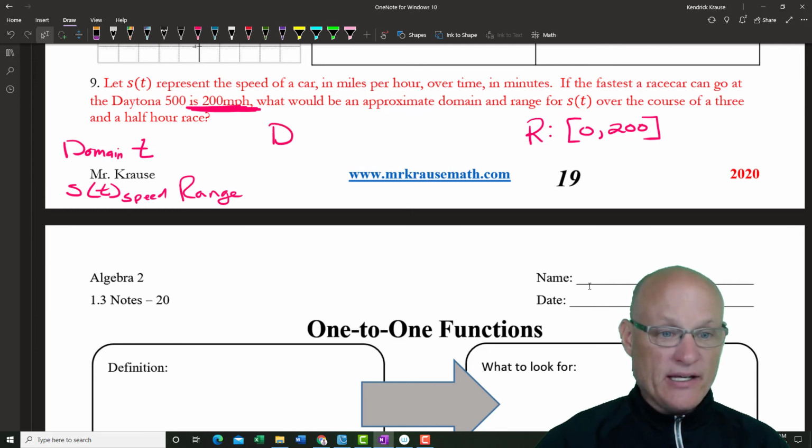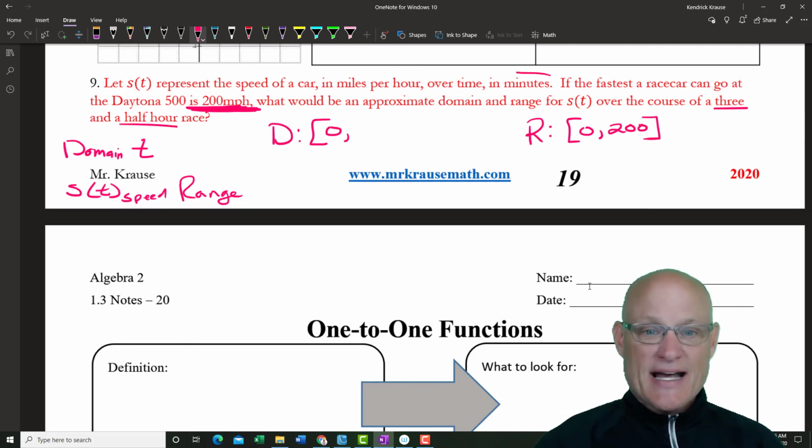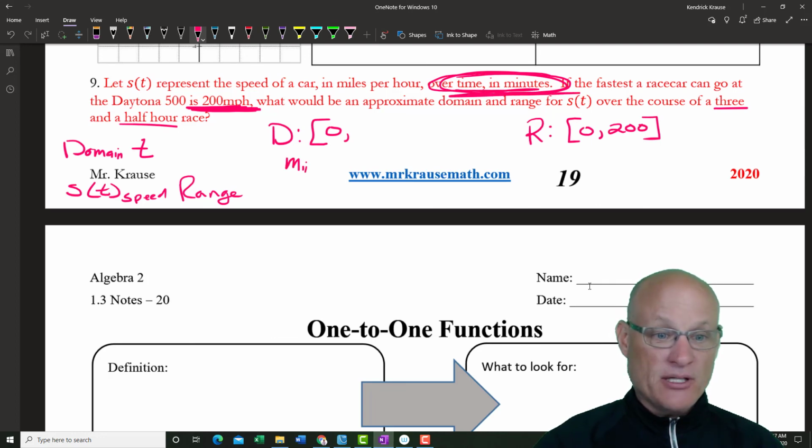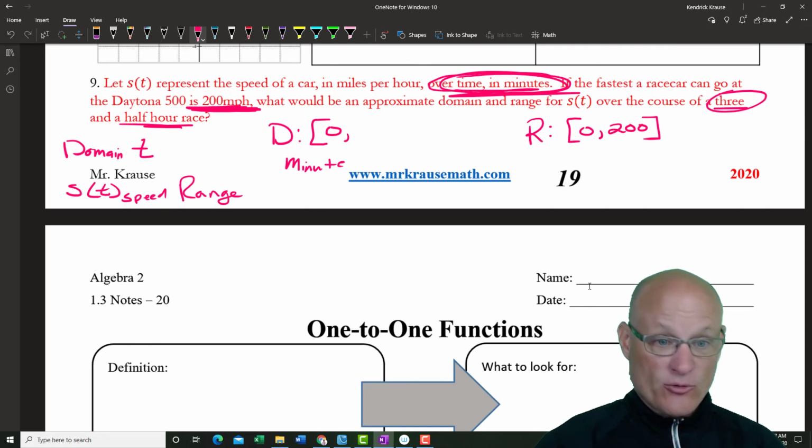Now the domain is my time. Well, clearly the starting time is 0. And it said a 3.5 hour race. Now I got to go back and look. Time in minutes. One of the things you got to be really tricky with about Algebra 2 is units. Time is in minutes. That means my domain has to be in minutes. Even though I told you it's a 3.5 hour race. Well, 3 hours is 180 minutes. So 3.5 hours would be 210 minutes.